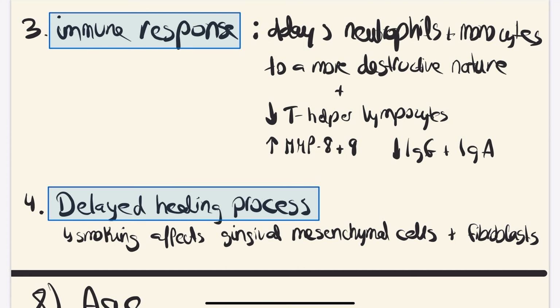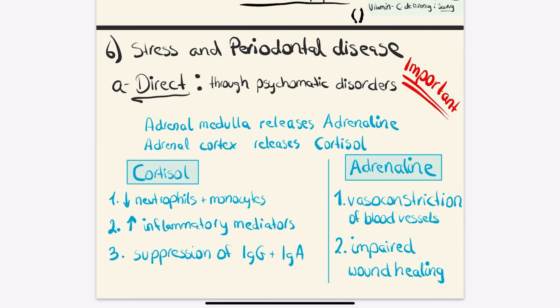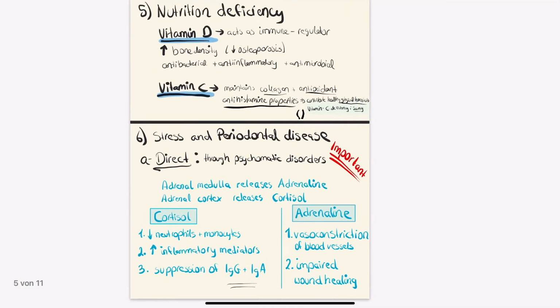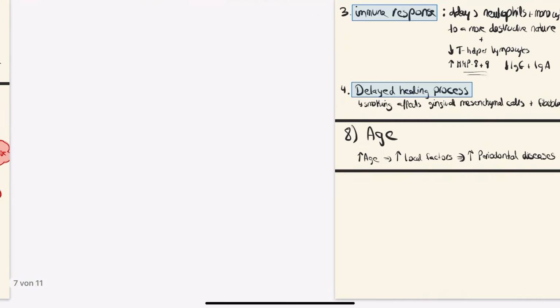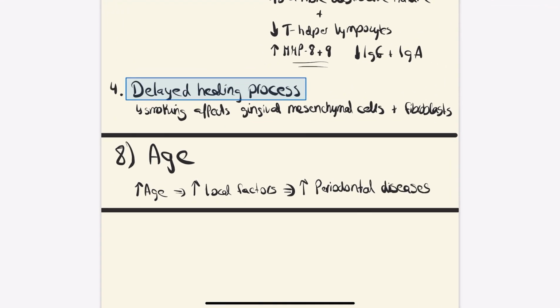It decreases the T helper lymphocytes and increases the matrix metalloproteinase 8 and 9 especially, and decreases the IgG and IgA, which is as seen in the stress direct IgG and IgA. We also see it in the smoking. So smoking and stress, we see suppression of IgG and IgA. And we have a delayed healing process. The smoking affects the gingival mesenchymal cells and fibroblasts.